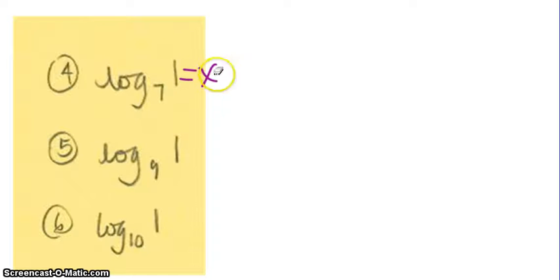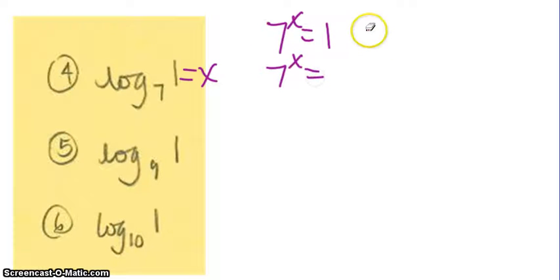Now I have 7 to the x equals 1. Well, I'm not going to be able to get a base the same here unless I think of it like this. 7 to the what equals 1? And that's going to be 7 to the 0. So x is equal to 0.